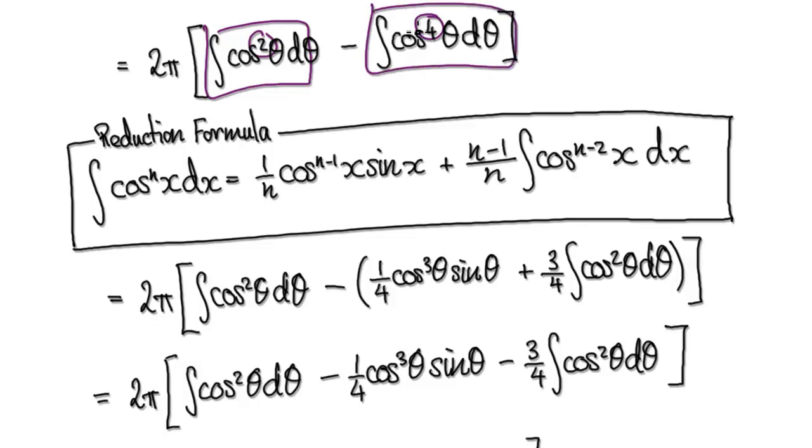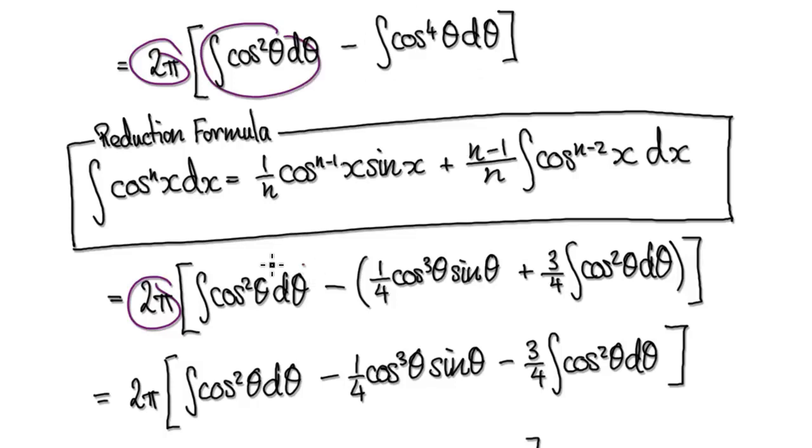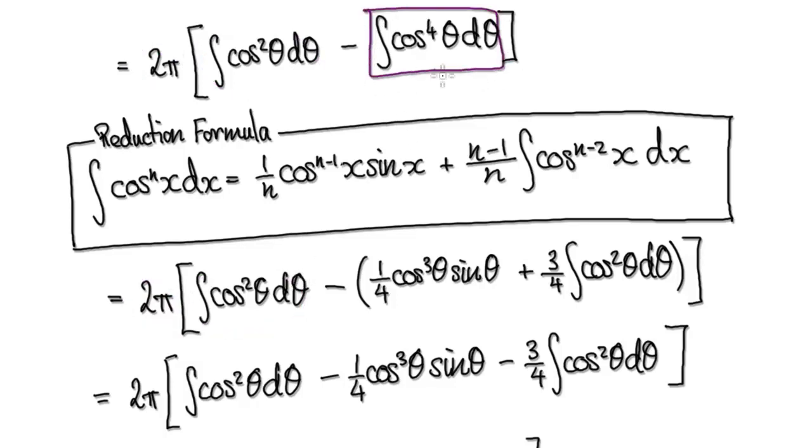So let's concentrate on this block only. Leave this for the time being. So using the reduction formula, you've got your 2 pi, and then this thing here stays the same. But when you apply your reduction formula on this, it will give you this whole thing here. So let's apply the reduction formula on this.